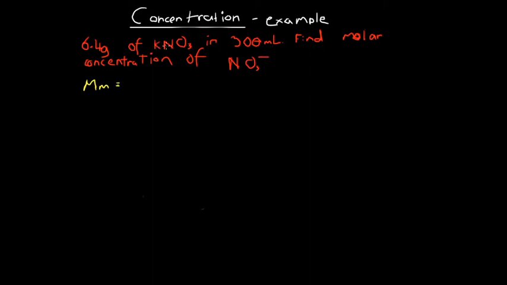We've got one potassium atom, one nitrogen atom, and 3 oxygen atoms. The molar mass of potassium is 39.1 grams. Molar mass of nitrogen, 14.0. Remember that these molar masses are basically just the atomic masses on your periodic table, the exact same number. And we've got 3 oxygens, and they all have molar masses of 16.0 grams. So if we add these together, our molar mass is 101.1 grams per mole.